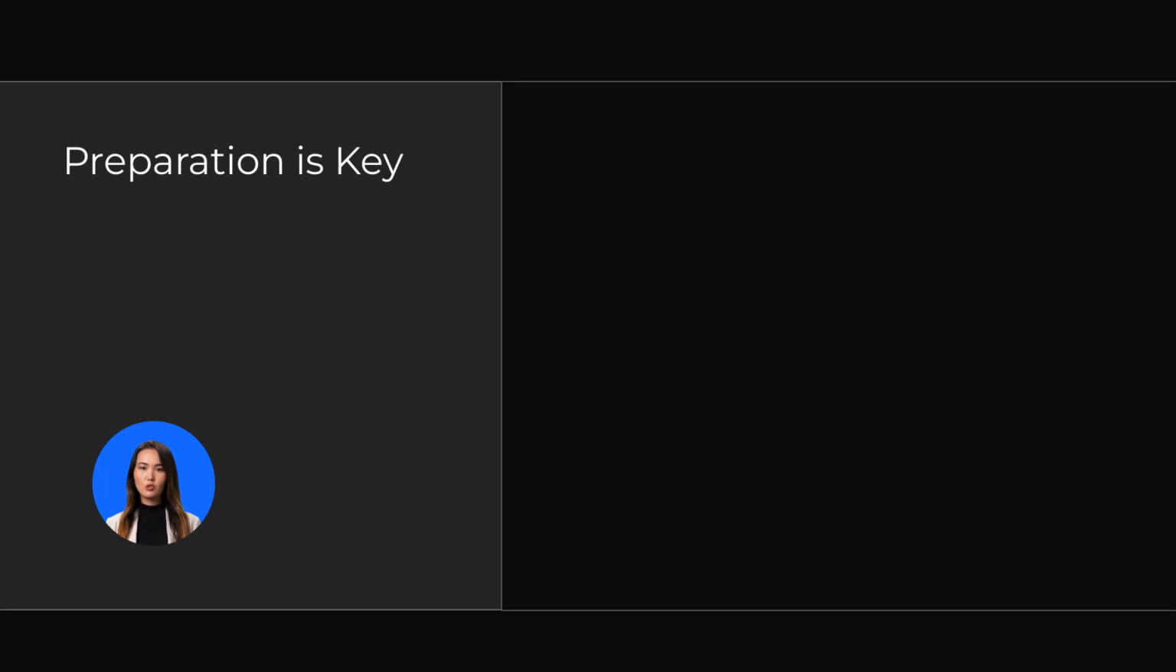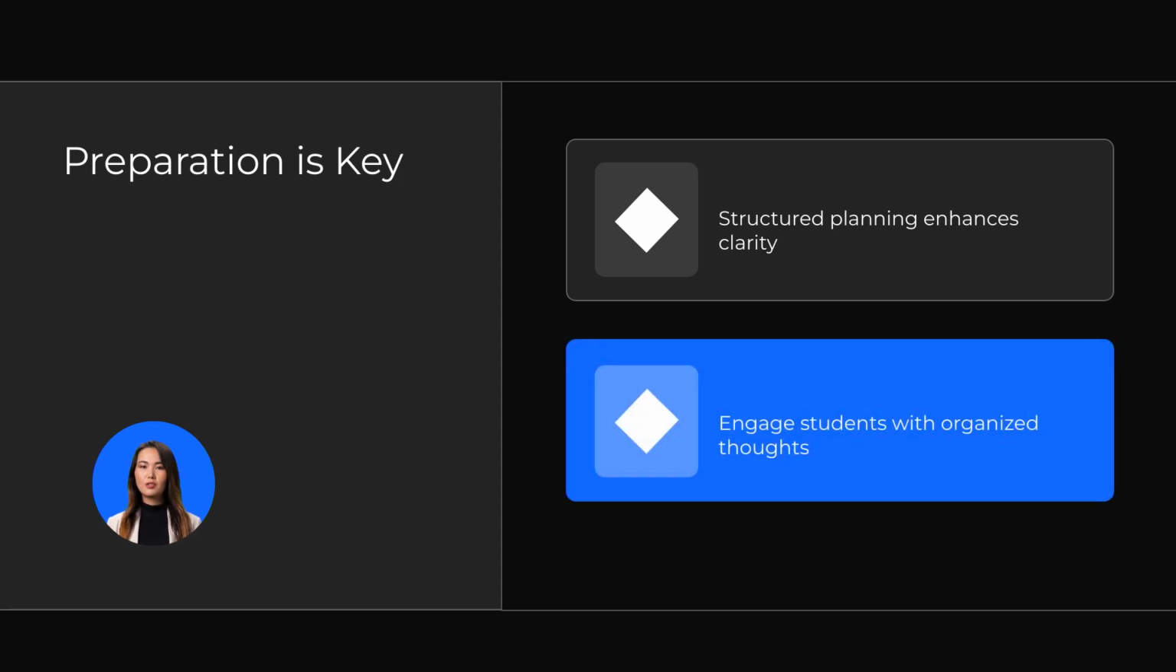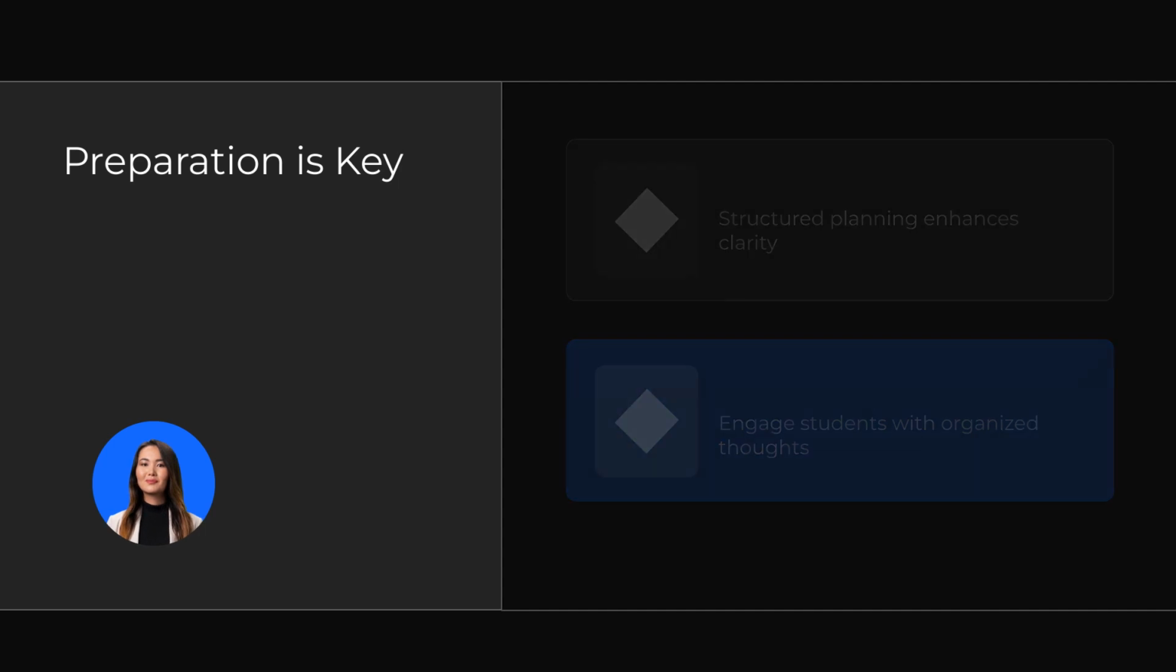Preparation is the cornerstone of delivering a successful lecture. A structured plan with a focus on information flow is crucial for presenting complex material clearly. This approach not only helps in organizing your thoughts, but also keeps the students engaged throughout. As an international teaching assistant, mastering this skill will significantly enhance your teaching effectiveness. Let's delve into the step-by-step guide for planning a lecture.